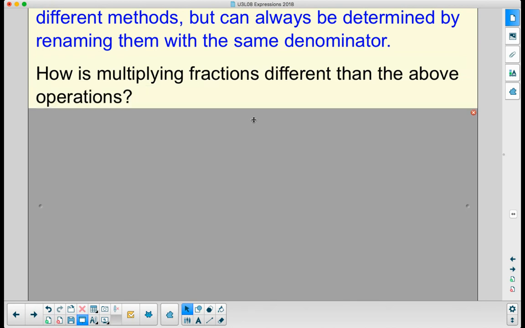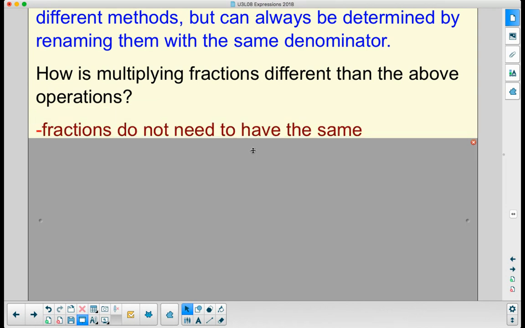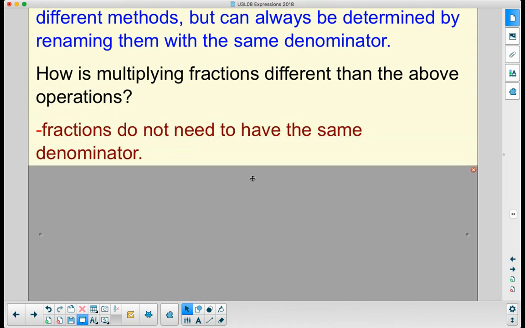How is multiplying fractions different than the above operations? So how is multiplying fractions different than adding, subtracting, or comparing them? Okay, some things you should have mentioned was fractions don't need to have the same denominator. We can use them just the way they are.